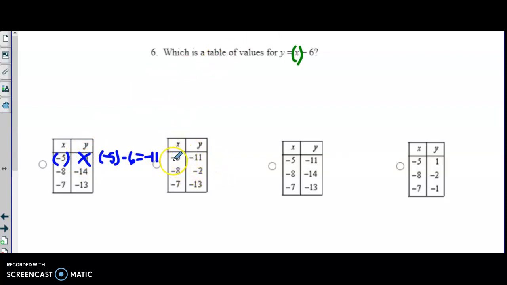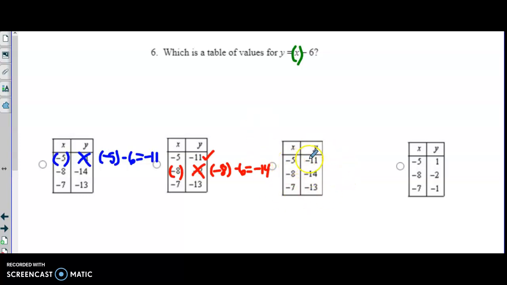So I'm going to move on to this one. We just said that if we plug in a -5 for x, it equals -11. So this one works, but we got to make sure they all work. So now let's plug in a -8 for x. So -8 minus 6. And -8 minus 6 is actually, what is that? 8, 9, 10, 11, 12, 13, 14. A -14. And so that one's not right.